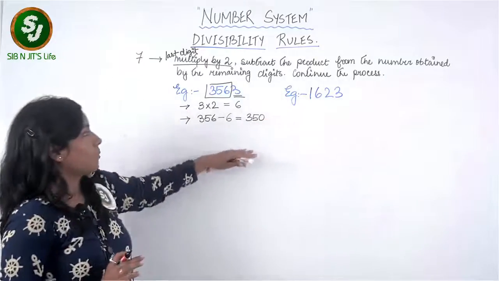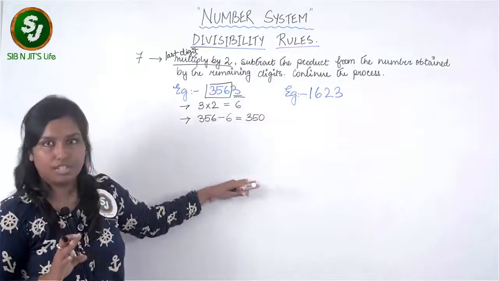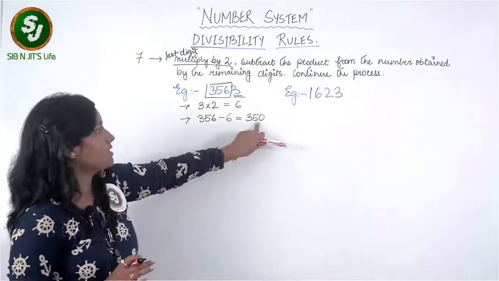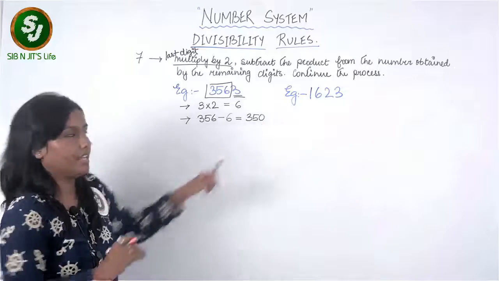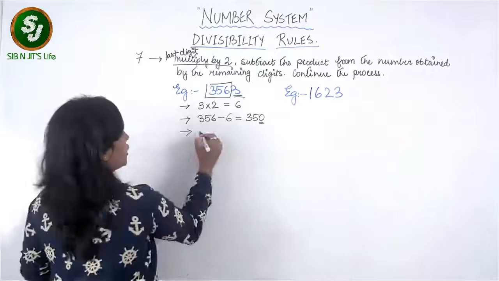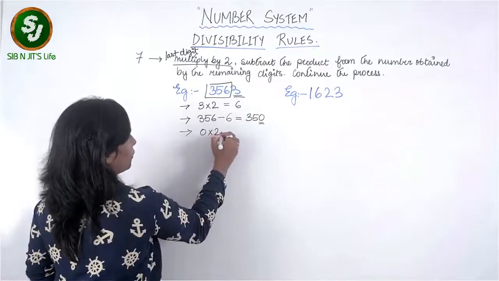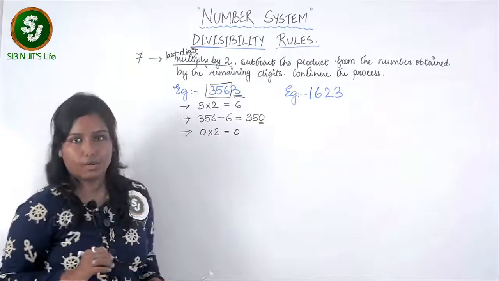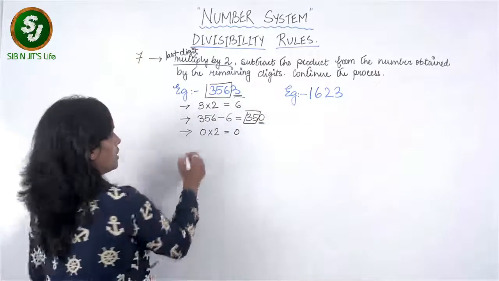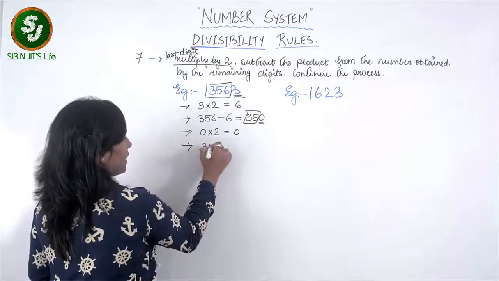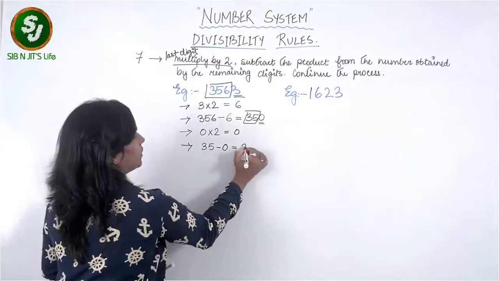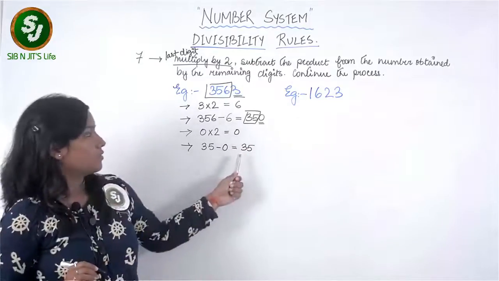Until and unless you obtain a 2-digit number, you have to continue this process. The next number we have obtained is 350. Now repeat this process. What is the last digit here? 0. So 0 into 2 is 0. And what are the numbers left? The remaining digits are 35. So in the next step, what you have to do is 35 minus the product 0, which is equal to 35. This is the answer obtained.